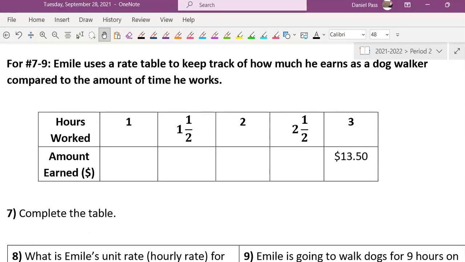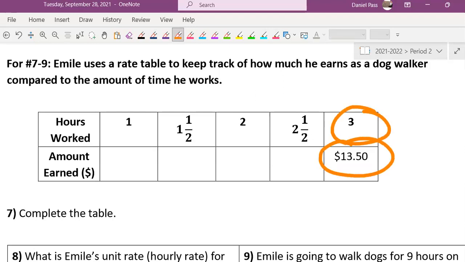Okay, Emil uses a table to keep track of how much he earns. Would somebody actually do that in real life? Probably not. But hey, we're going to pretend for this problem like they do. All right, pick a color, any color. Orange. Okay. All right, how did you do this problem? I did $13.50 divided by 3. Okay, that is correct.